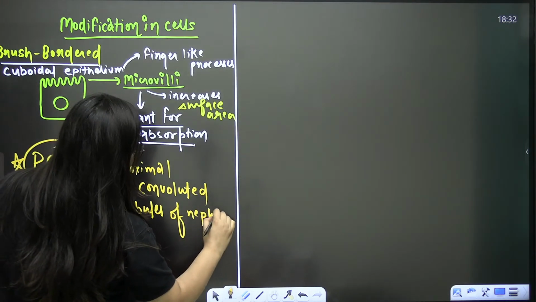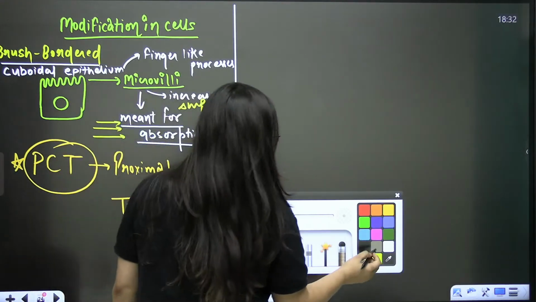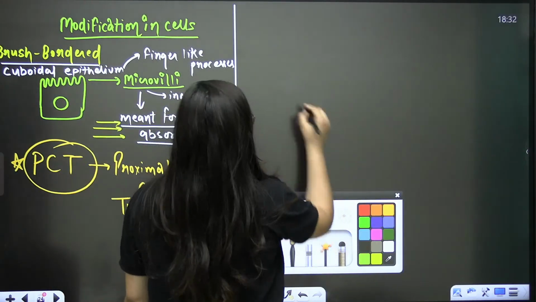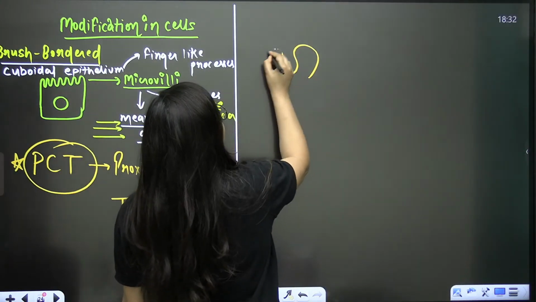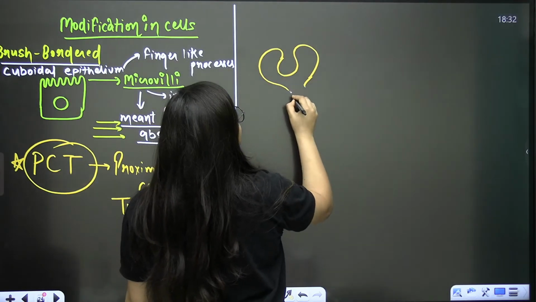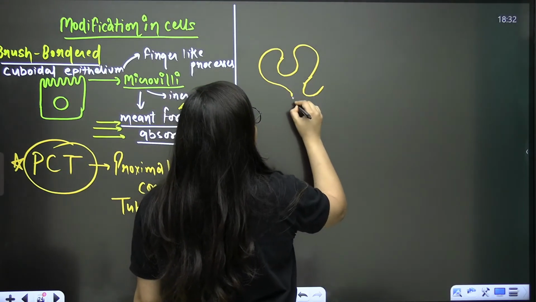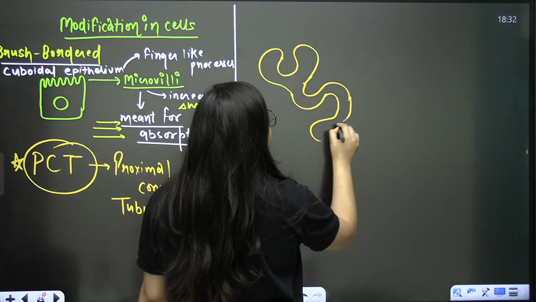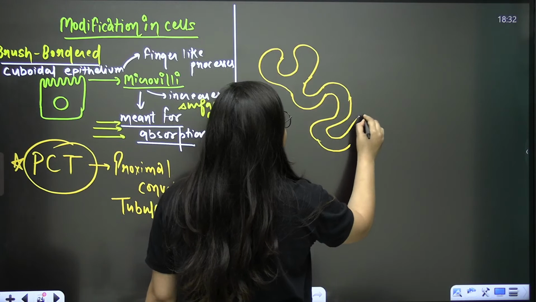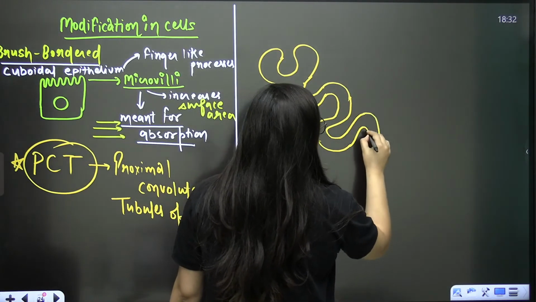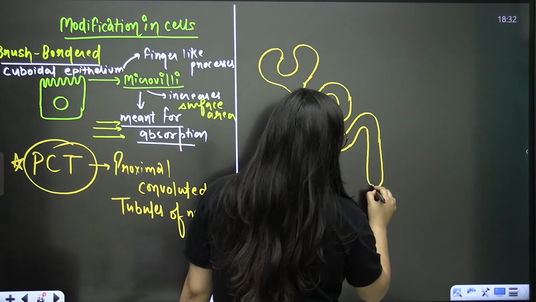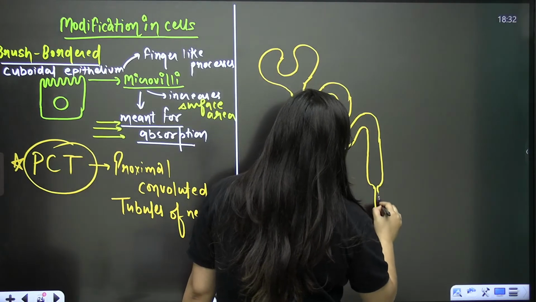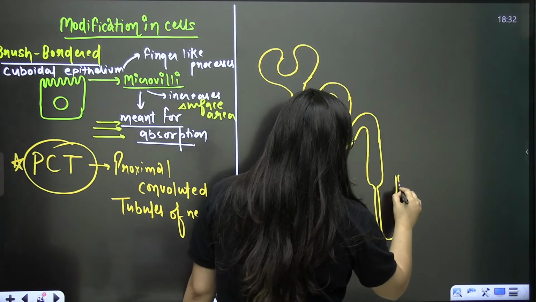This is the proximal convoluted tubule of the nephron. I was just showing you the nephron structure. The cup-like Bowman's capsule is there, right? Then you know that these convolutions, these foldings, are present. And then what do you have here? See this? There will be the loop of Henle.